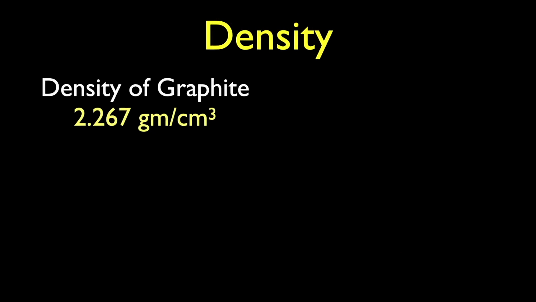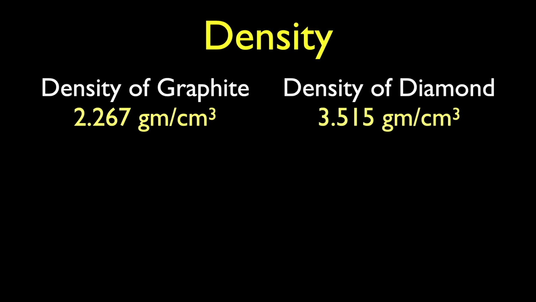It's a bit hard to pin down the density of carbon because it appears in many forms, or allotropes. More on that in a bit. However, pure graphite has a density of 2.267 grams per cubic centimeter. Diamond is slightly denser, at 3.515 grams per cubic centimeter.